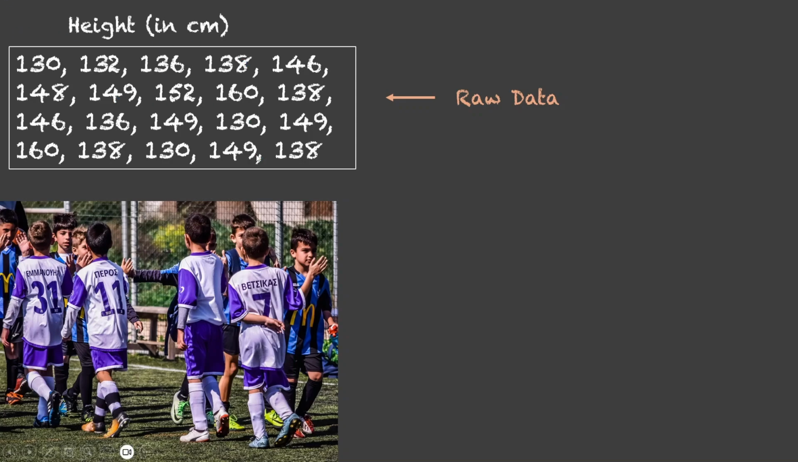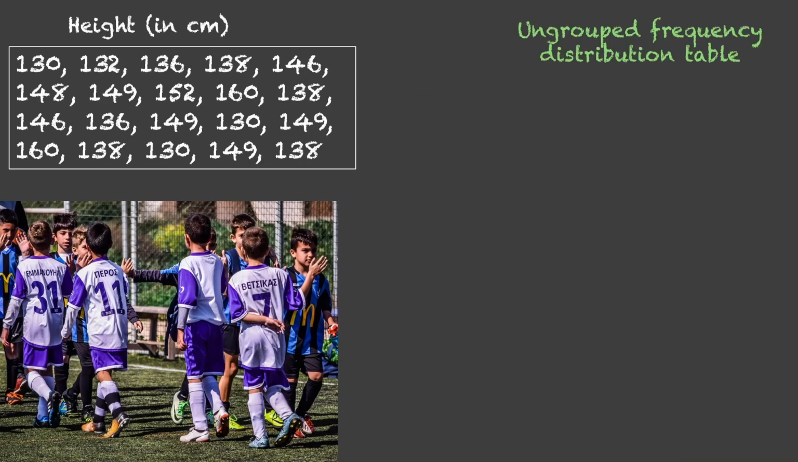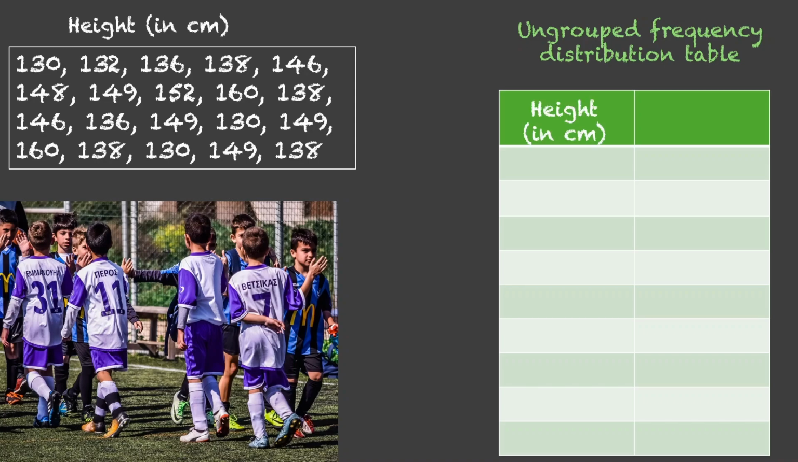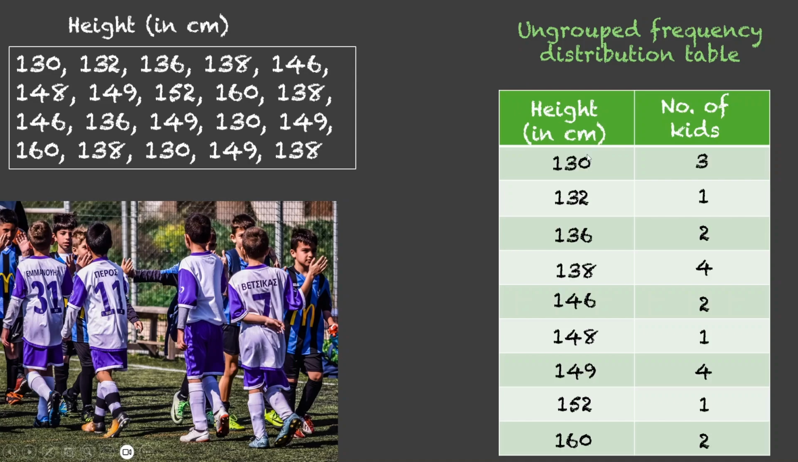To make it easier, we convert it into something called an ungrouped frequency distribution table. Frequency is how often a value occurs, right? So we can have the height over here and the number of kids, that is the frequency. So just fill in the values. For example, we have 3 kids having a height of 130 centimeters, right? So fill in these values and make this table.